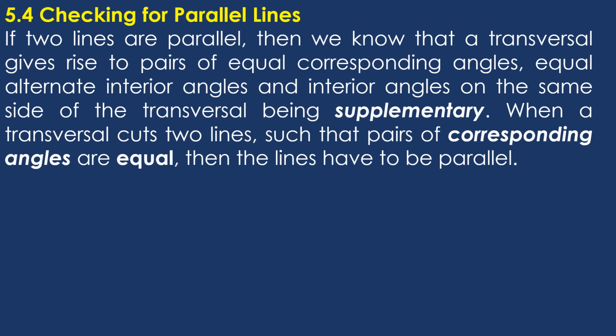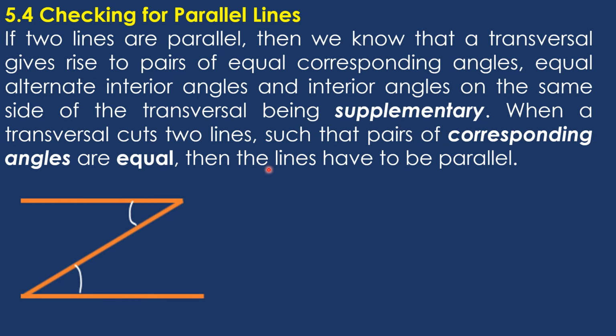The next heading is checking for parallel lines. If two lines are parallel, then we know that a transversal gives rise to a pair of equal corresponding angles. So we will have equal corresponding angles and also equal alternate interior angles, and interior angles on the same side of the transversal being supplementary. When a transversal cuts two lines such that a pair of corresponding angles are equal, then the lines have to be parallel. So please keep these points in mind.